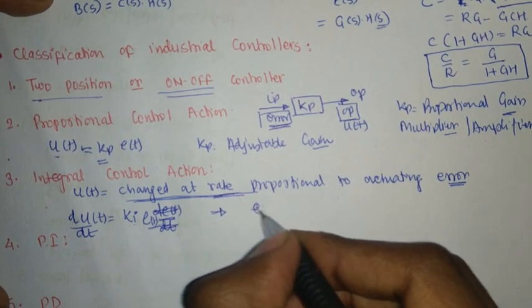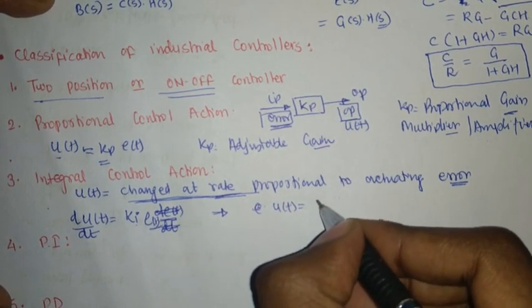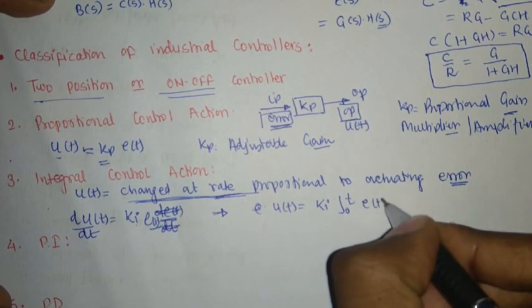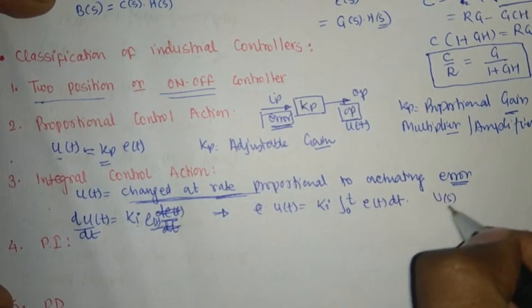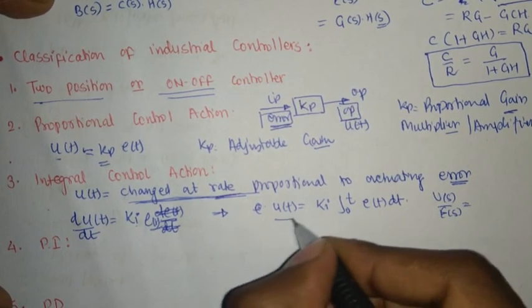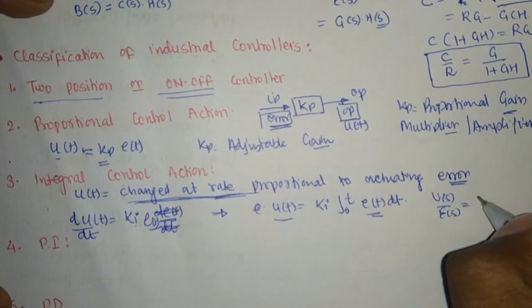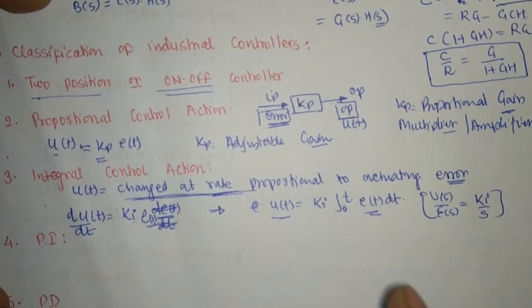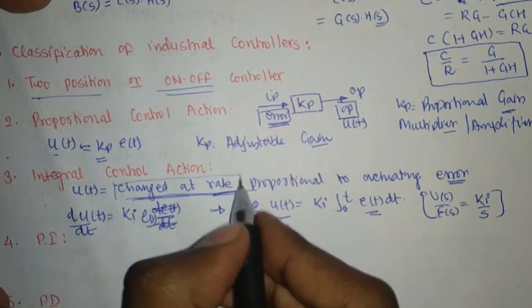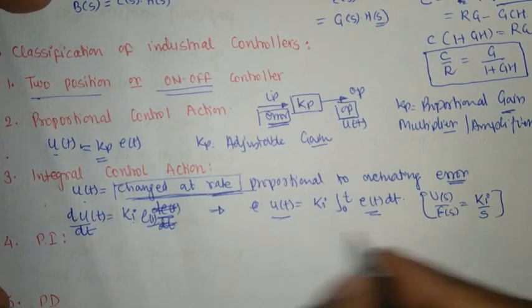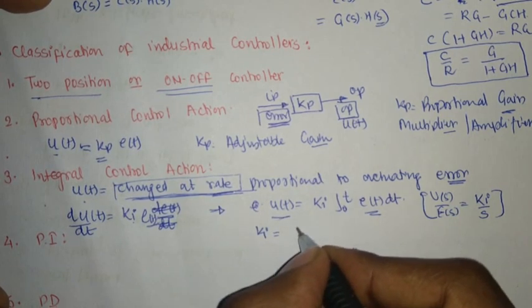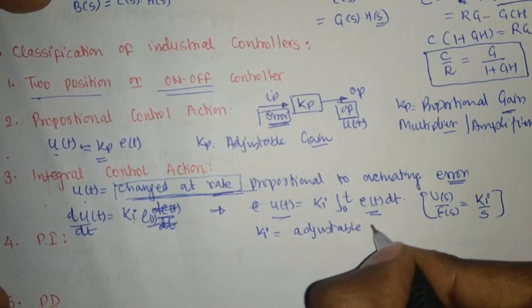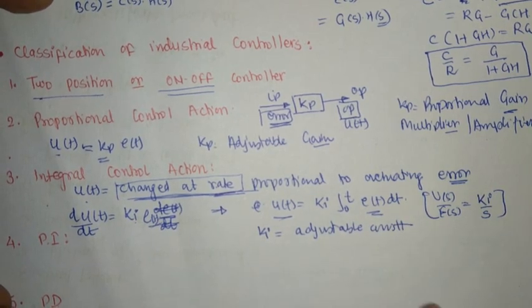So I can say that my u(t) is equal to nothing but, it comes in terms of integration. That is why we call it an integral system. So ∫e(t) dt. Okay, so U(s)/E(s). Now if I take the Laplace transform between u and e, that will become U(s)/E(s) is equal to Ki/s. That is the system for an integral control. So integral control means u(t) is changed at a rate, so the rate is of u(t), not of error. And Ki here is known as our adjustable constant, and definitely it is the constant for integration only, nothing else.